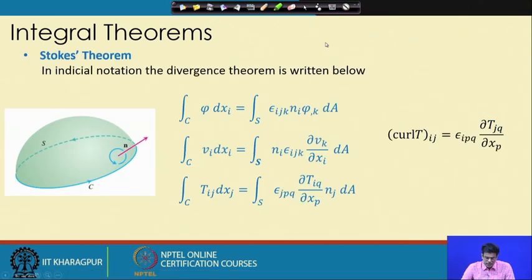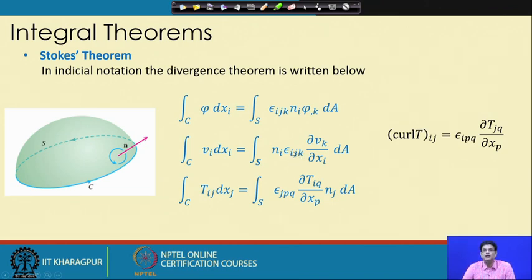Let us first see the indicial notation, how it looks. Similar cases: since phi is a scalar, phi dx_i I can write with the permutation symbol epsilon_ijk n_i phi comma j, that is del phi by del x_k, over A. Similarly for a vector field, V_i dx_i, n_i, again using the permutation symbol. You can see that we are using these symbols because the signs and all those things are taken care of by these symbols.